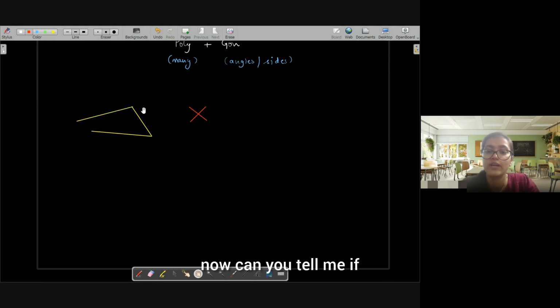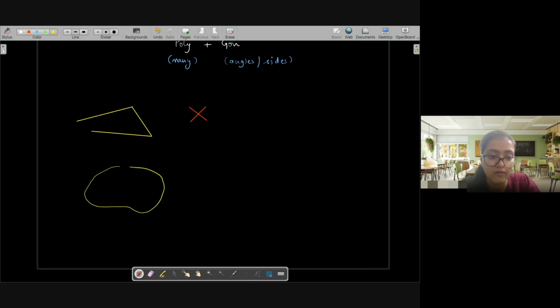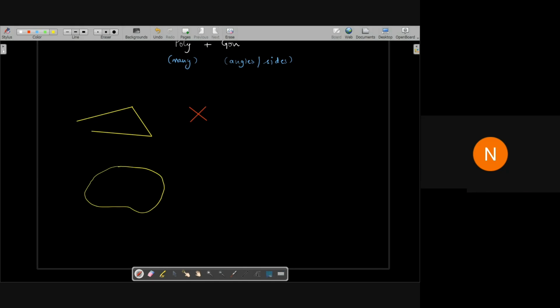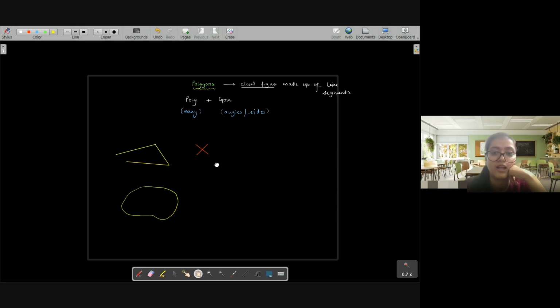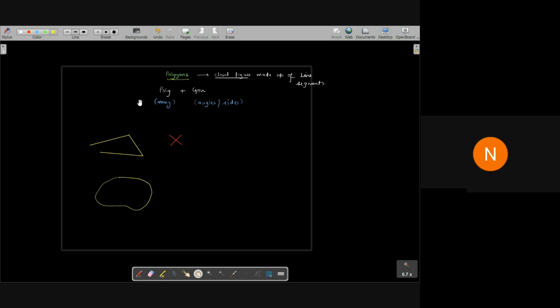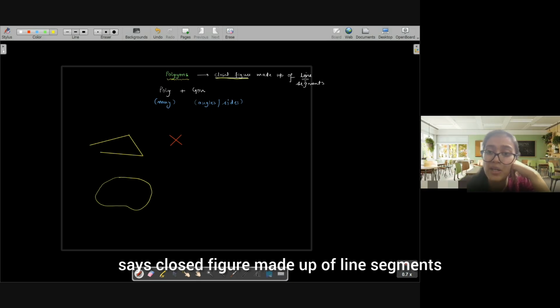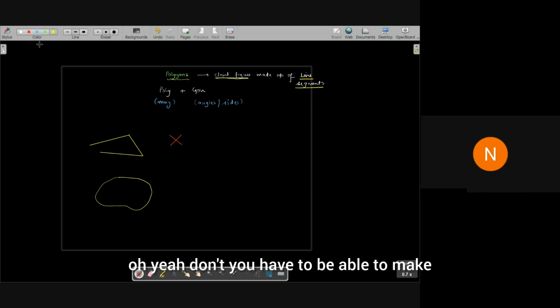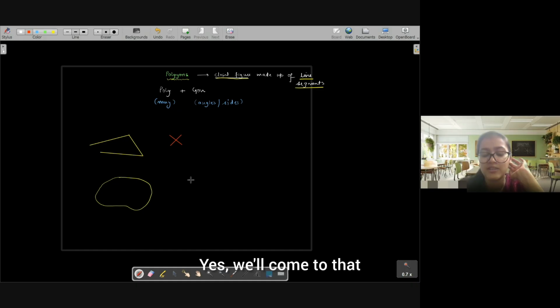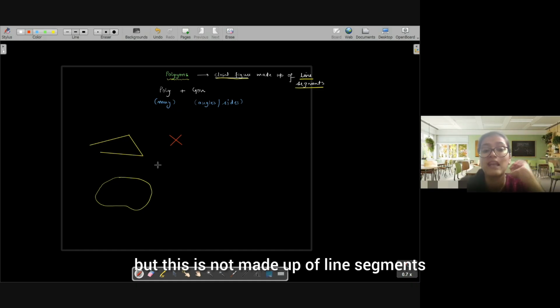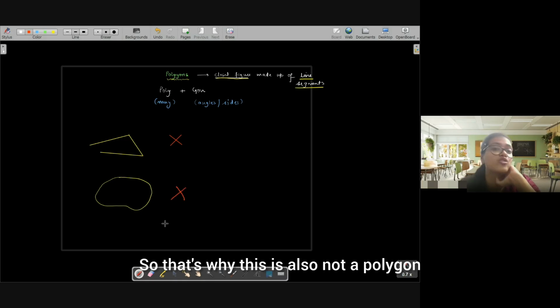Now can you tell me if this shape is a polygon? Yes. Because it's closed? But you did not read the entire thing. It says closed figure made up of line segments. Don't you have to be able to make triangles in it to tell if it's one or not? Yes, we'll come to that. But right now, although this is closed, it is not made up of line segments. So this is also not a polygon.